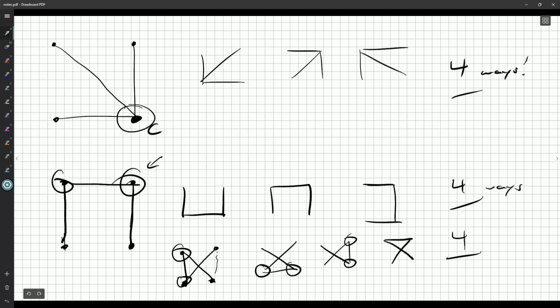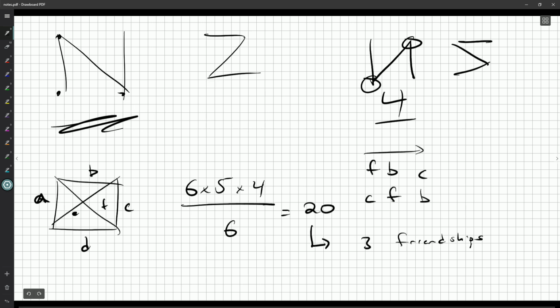Okay? So what we're saying here is I've got 4, 4, 4. I've got 16 different ways to have 3 friendships in the group. There should be 4 more. Can I find those other 4? And are they connected or are they disconnected?